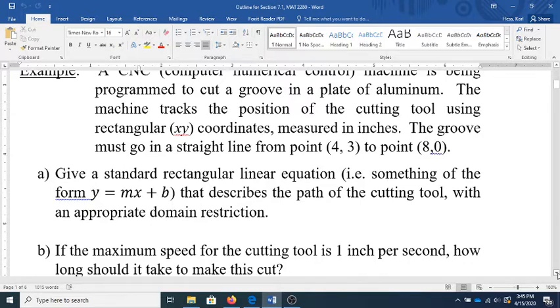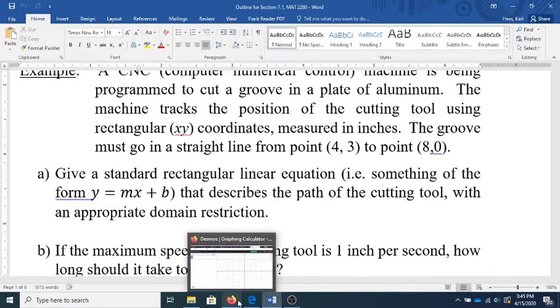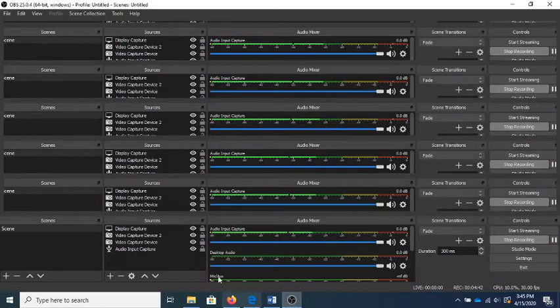So anyway, we're just going to do a standard y equals mx plus b type of equation for this line, and we'll use that as our starting point. And we'll also be specific about the domain. Okay, so let me flip my view over.